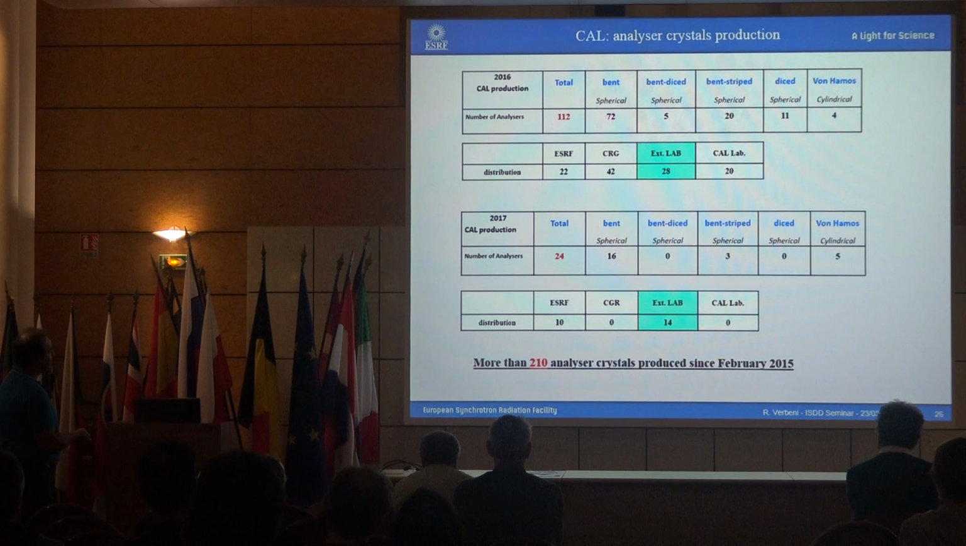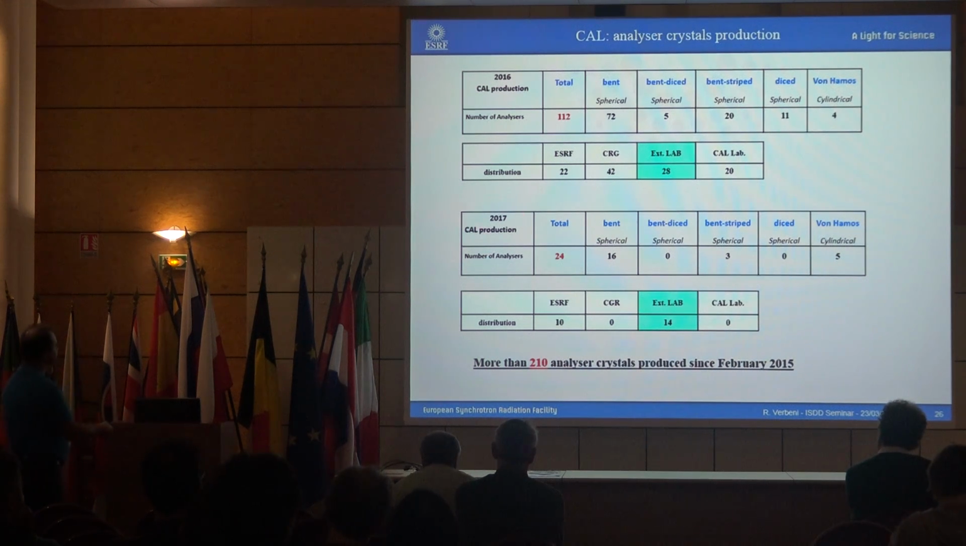We did 72 bent, 5 bent, 20 bent stripe, 11 diced, and 4 bananas. Here is the distribution. We did 22 analyzers for the ESRF, 42 for the CRG, 28 for external laboratories, and 20 are for sample keeping in the lab for sending for testing in various analyzer facilities, just to show the product all around the world.